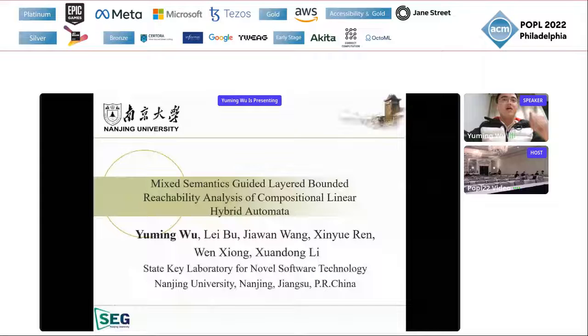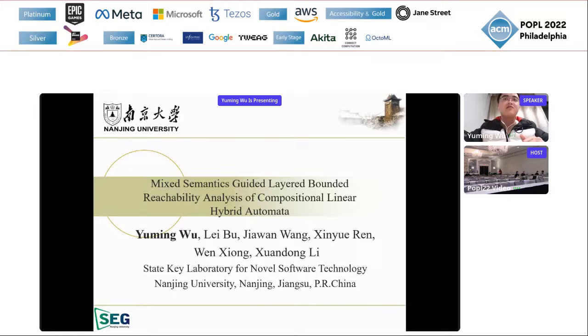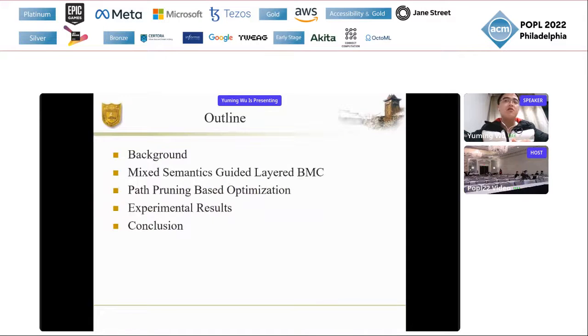Hello everyone, this is my report, Mixed Semantics Guided Layered Bounded Reachability Analysis of Compositional Linear Hybrid Automata. I'm Yuming Wu from Nanjing University, China. In this report, I will first introduce the background of hybrid automata.